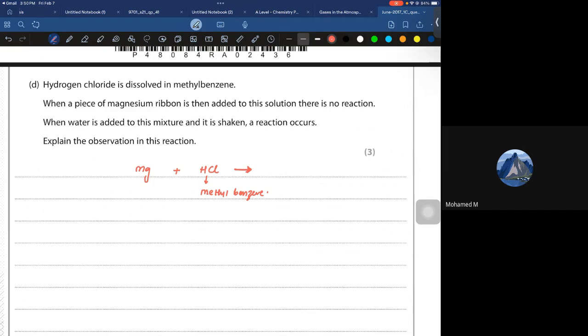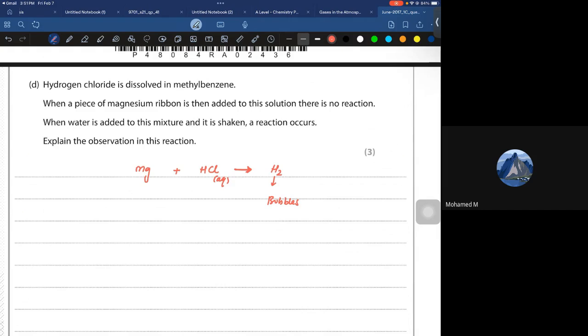So when you have added the mixture in water, they are saying the reaction occurs. So now they are asking for the observation. Ultimately, when it reacts with HCl rather than methyl benzene, it is dissolved in water, that is aqueous. So you will see that hydrogen gas is released and you will see bubbles due to the formation of hydrogen gas. This is your observation, okay?